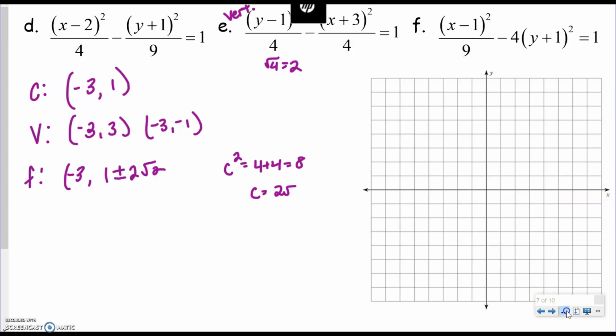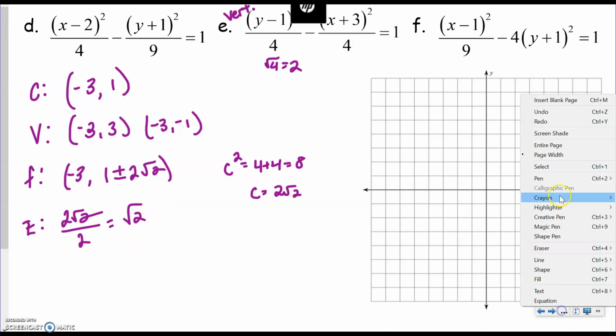2 square root of 2. Okay, and then eccentricity, we are going to do c, which is 2 square root of 2, divided by a, which is always our first number. And I can simplify that, so square root of 2. This one's going to be pretty flat because this is close to 1.